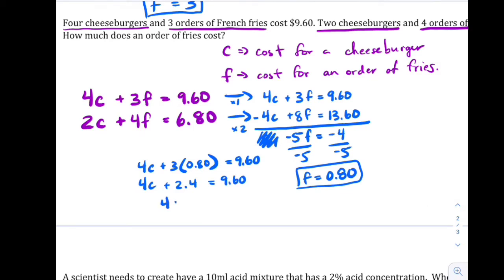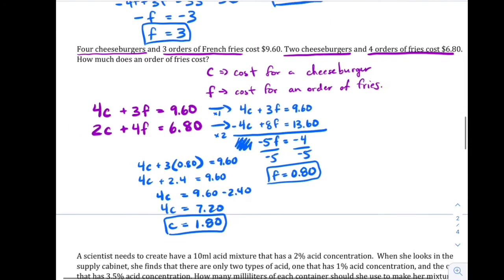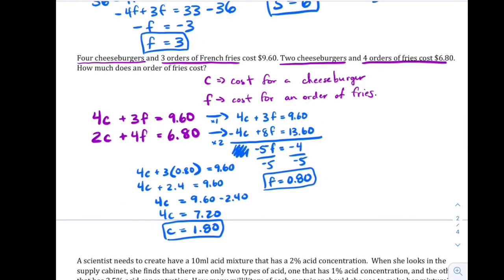Now I have 4C is equal to, I'm going to subtract 2.4 from 9.60. I get 4C is equal to 7.20. And I'm going to divide $7.20 by 4, and I get C is equal to $1.80. So very similar to the ones above. Solving it through, it's a word problem. I just need to write my sentence now.